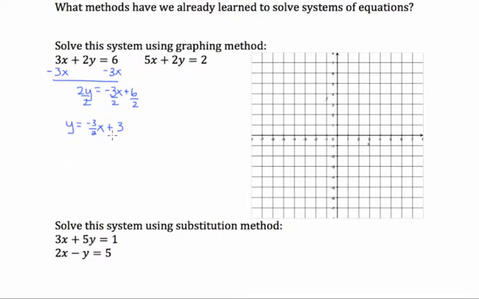Now I can graph. I know my y-intercept is 3, the b number, and my m number will give me my slope, or my pattern. Down 3, right 2. Down 3, right 2.